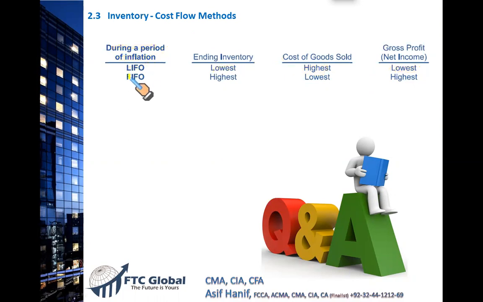Apply the same concept on first in, first out. If the prices are rising and you apply first in, first out, your oldest, low costs are charged to CGS, which means CGS is low. Since you have low CGS, you will have higher gross profit and higher net profit. So this is just the summary of what we have done so far.